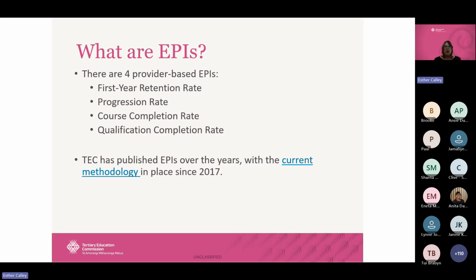On the slide here, we've got the 4 main provider-based EPIs, and shortly we're going to go through each of those in some detail. The methodology that we use for calculating EPIs has been in place since 2017. We do have another measure, which is participation rate. We're not going to cover that one today, but you can still read about that and reference all the other EPI definitions and methodologies on the TEC website. If you follow the links on this slide when we send this out to you, you'll be able to do that.